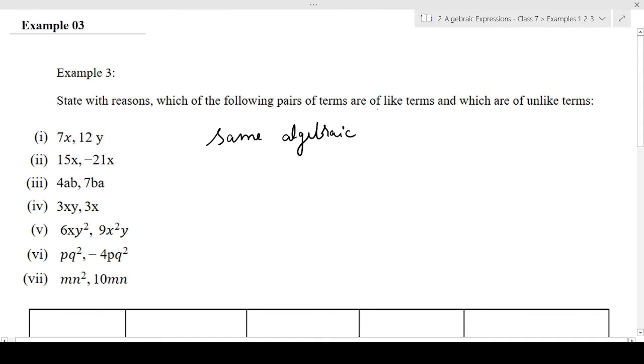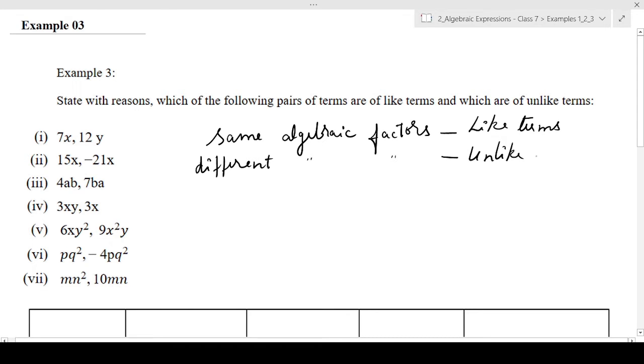Those terms which have the same algebraic factors. Remember, we are not talking about numerical factors. We are looking only at algebraic factors. Such terms are called like terms. And those terms which have different algebraic factors are called unlike terms. Let us look into the first example.